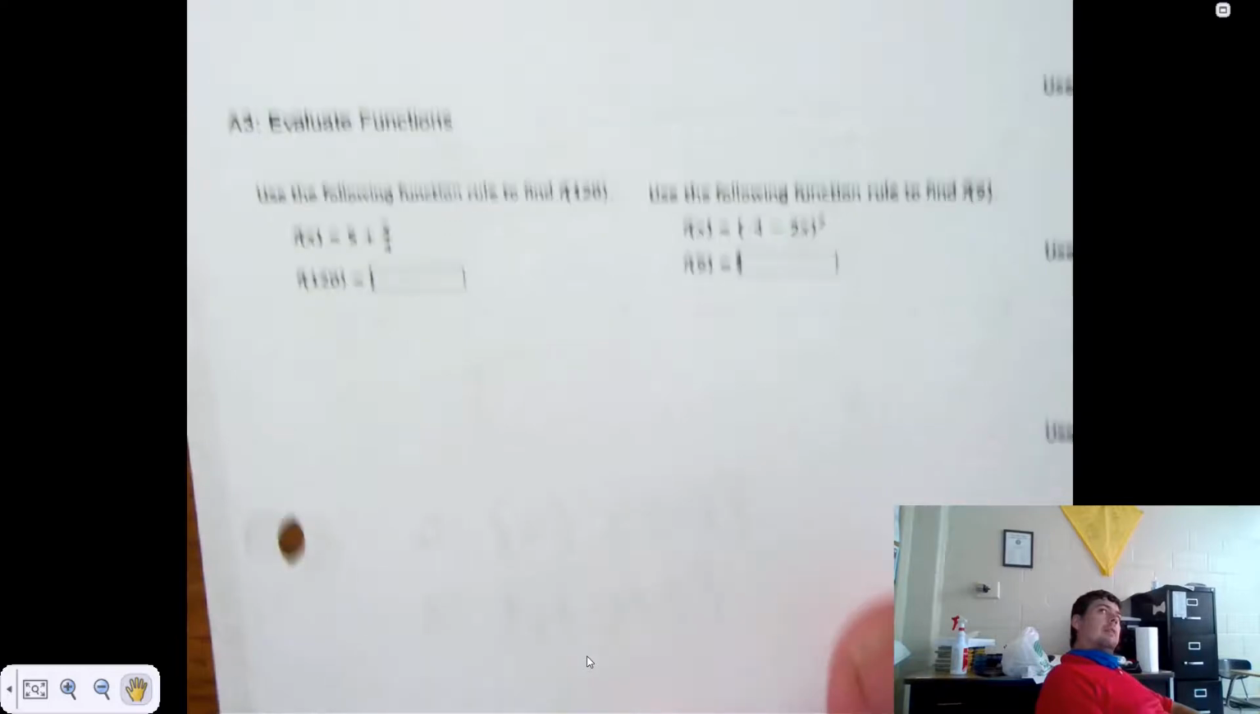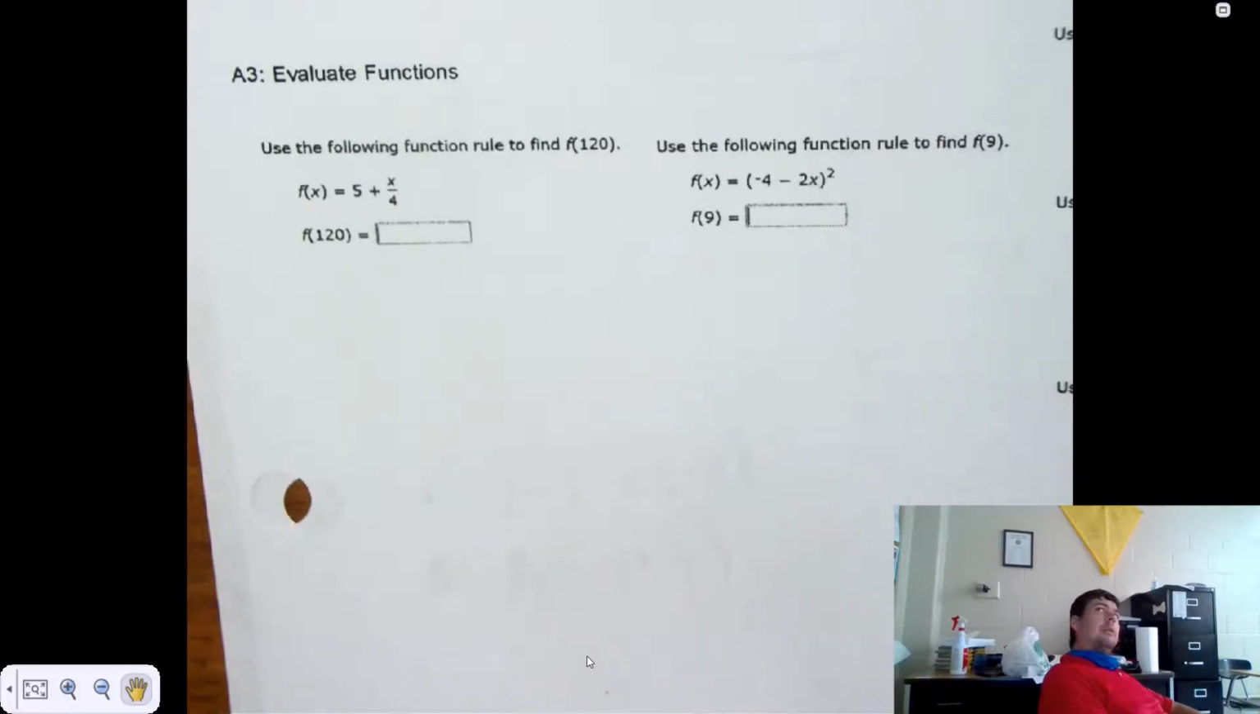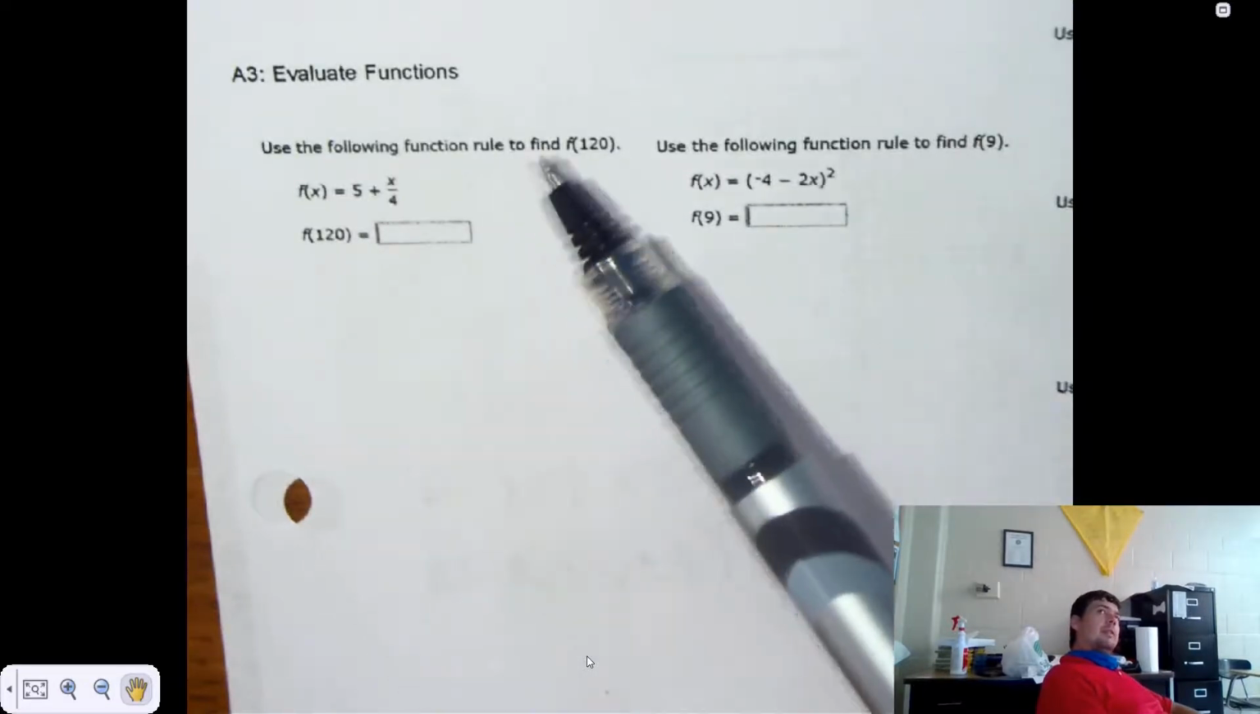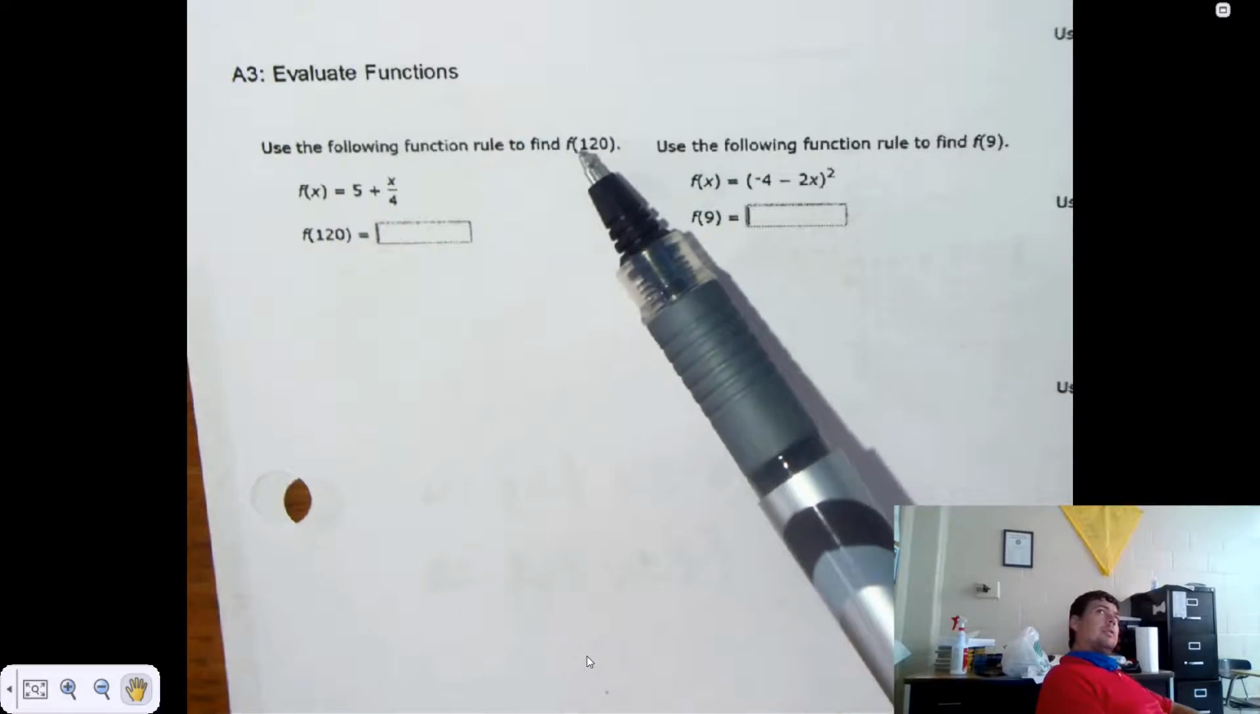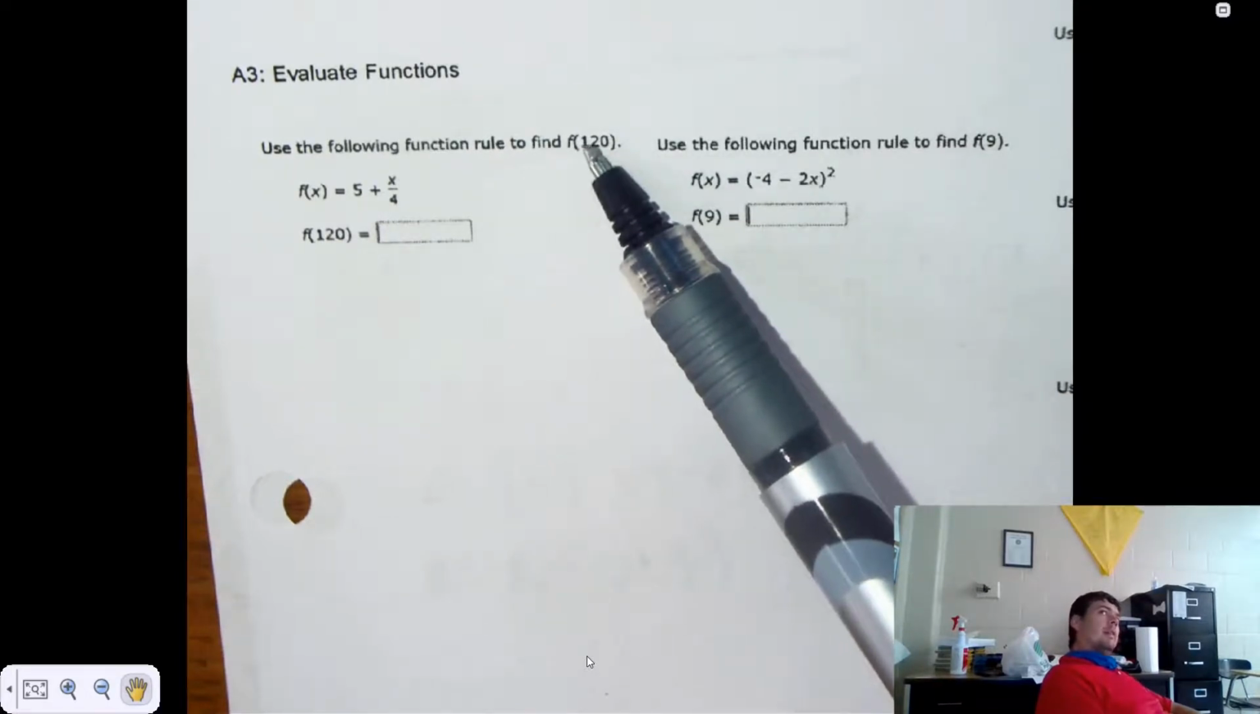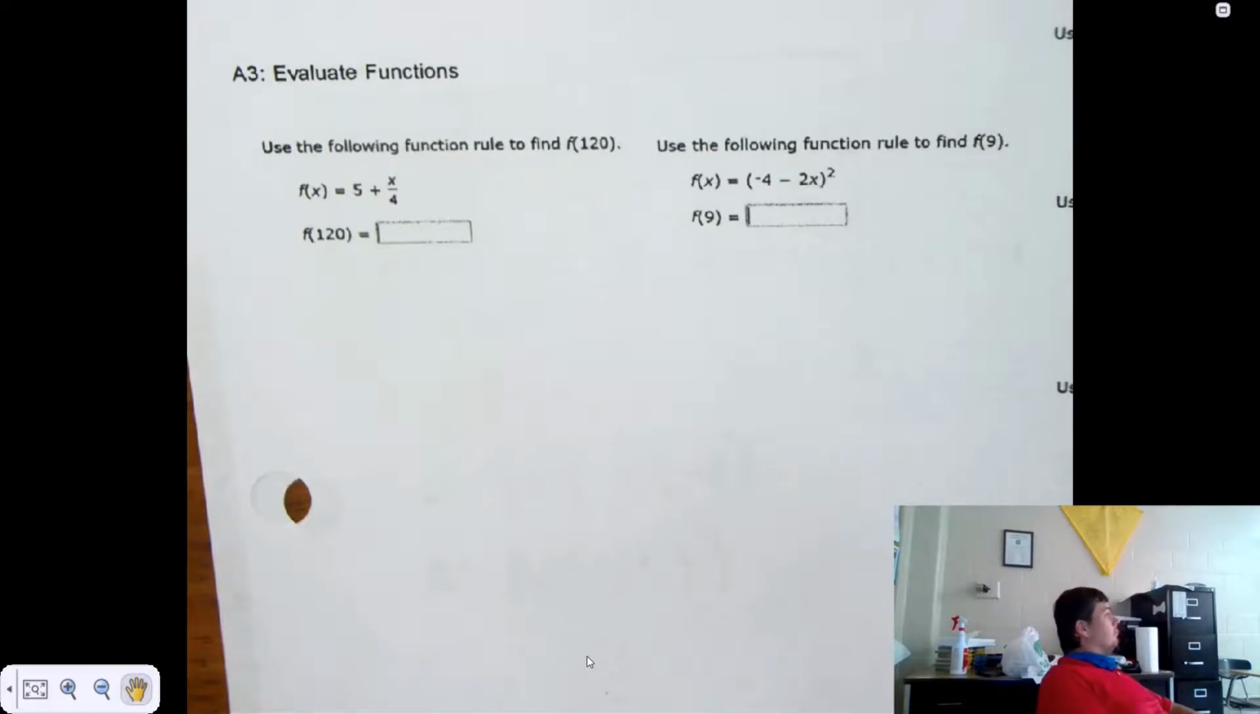All right, now we're moving on to A3, evaluating functions. And this is that blasted function notation that funks with your little heads, and you get a whole bunch of questions funkin' wrong, and you get funkin' frustrated, and you actually say the funkin' word. But I didn't. Don't try that.